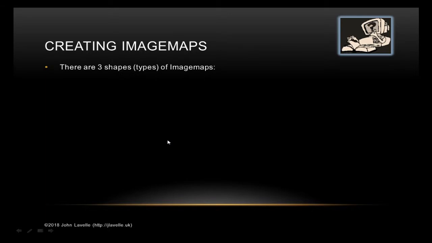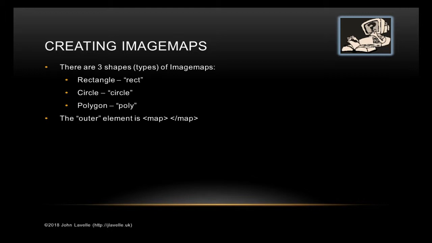There are three different shapes. You have the most common one, which is the rectangle, and it has the shape of rect. The next one is circle, and it has the shape of circle, and the final one is polygon, which has the shape name of poly. Now, the one you'll probably use the most is rectangle, but polygon is very useful if you've got strange shapes that you want to be able to highlight within the image.